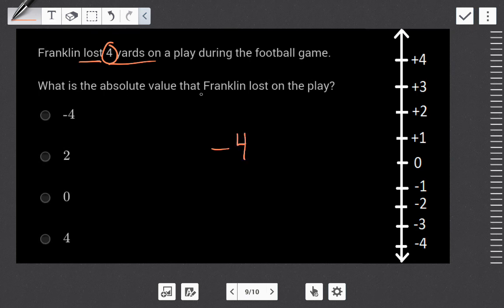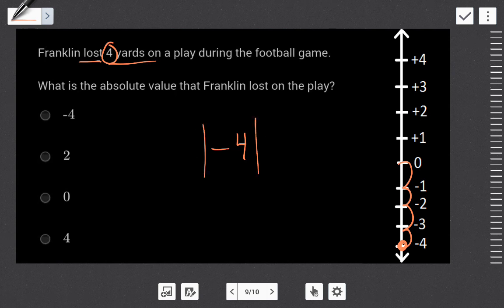It says, what is the absolute value that Franklin lost on the play? Well, if we're talking about negative 4, we plot that here, and we can see that negative 4 is 1, 2, 3, 4 units from 0. So the absolute value of this is 4. So this will be our answer.